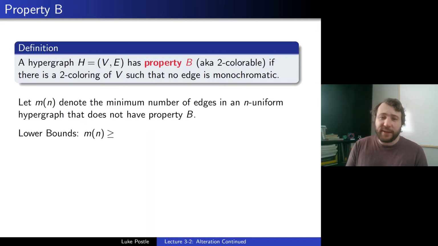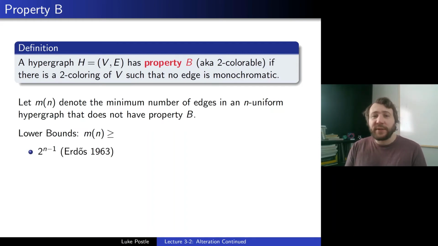Well, lower bounds for this are M of n is at least 2 to the n minus 1 by Erdős. So that was a simple use of expectation in the probabilistic method. So that was what we discussed before.